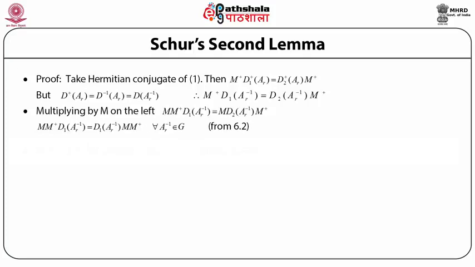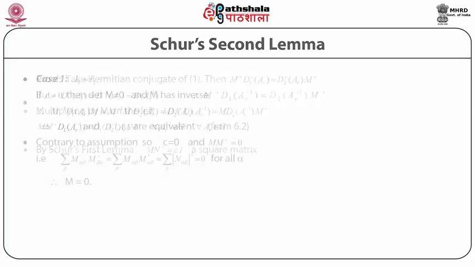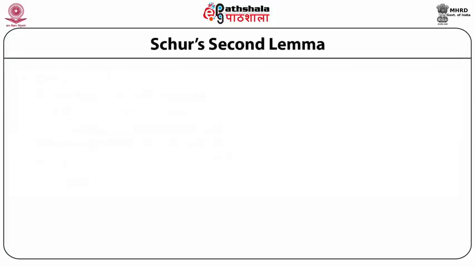Therefore, M M dagger D1(A^-1) is equal to D1(A^-1) M M dagger for all A^-1 belonging to the group G. Therefore, by Schur's first lemma, M M dagger is equal to C times I, a square matrix. Since we have considered two representative matrices, D1 of order n1 and D2 of order n2, and from the first lemma, we have seen that M M dagger is equal to C times a unit matrix. Therefore, M M dagger is a square matrix.